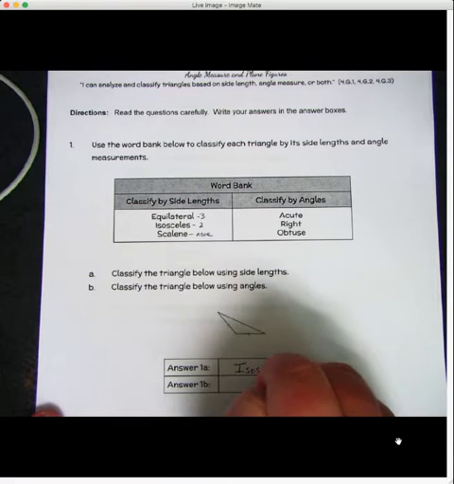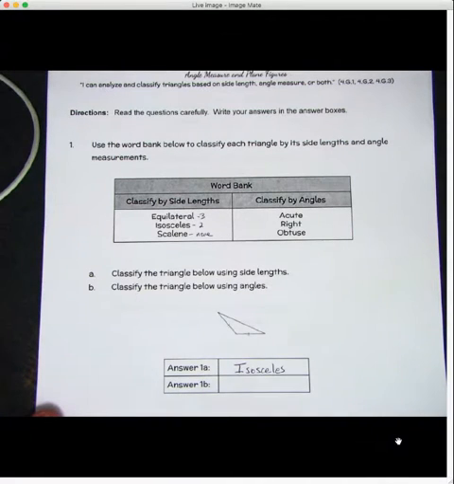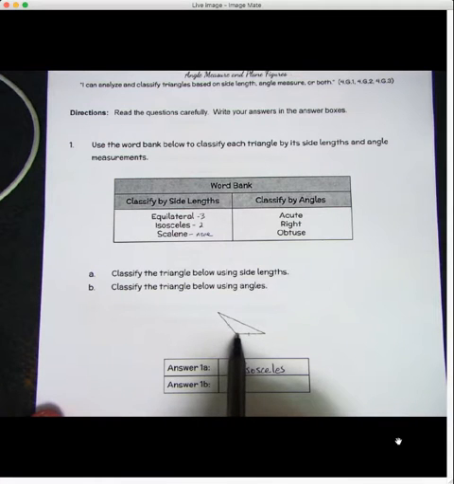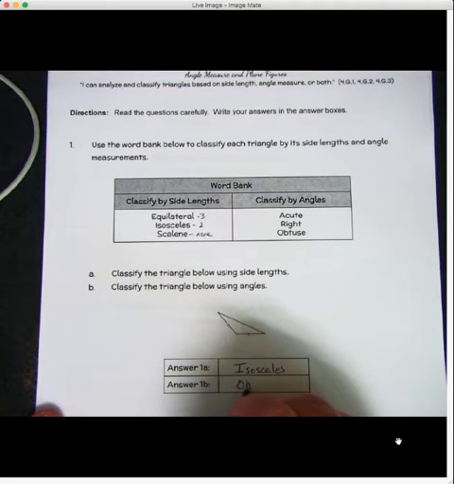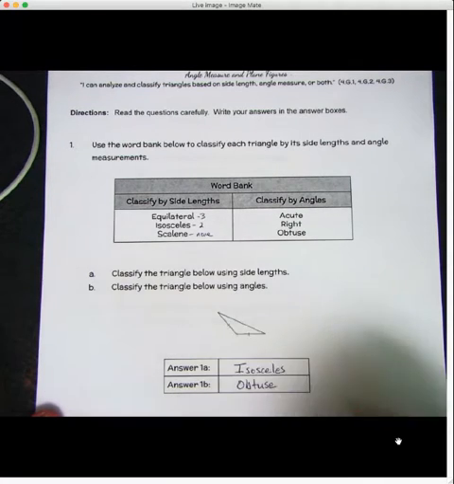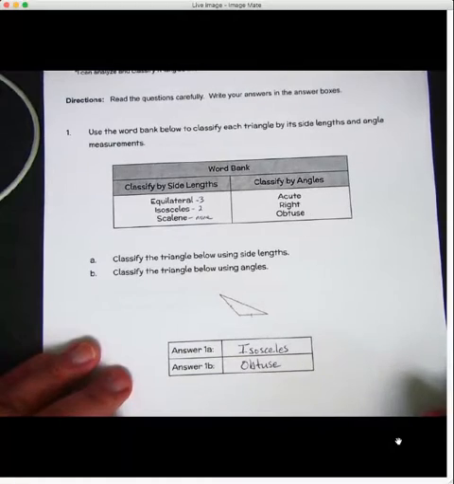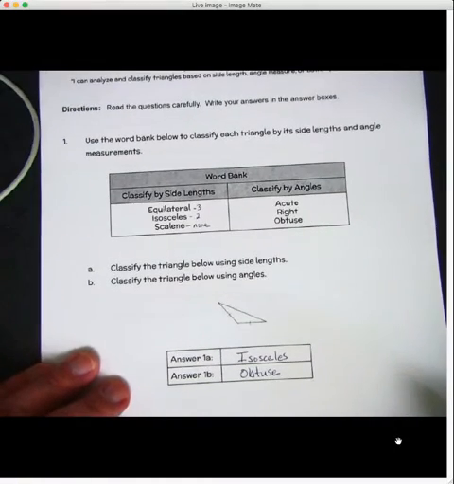Spelled funny, isn't it? And then we look at the angles, and I see this angle right here. That's a big obtuse angle, isn't it? So this is an isosceles obtuse triangle.